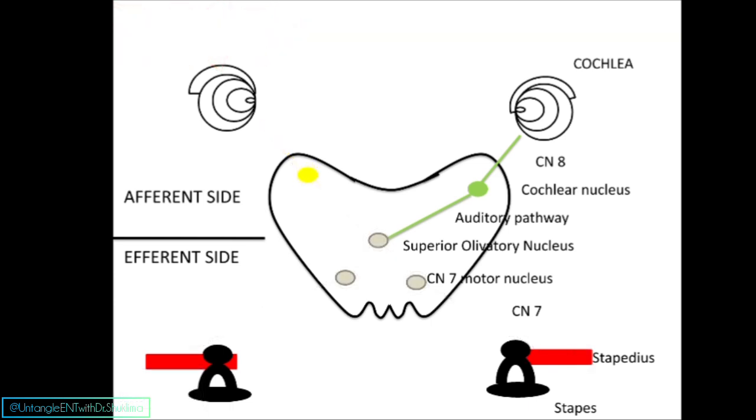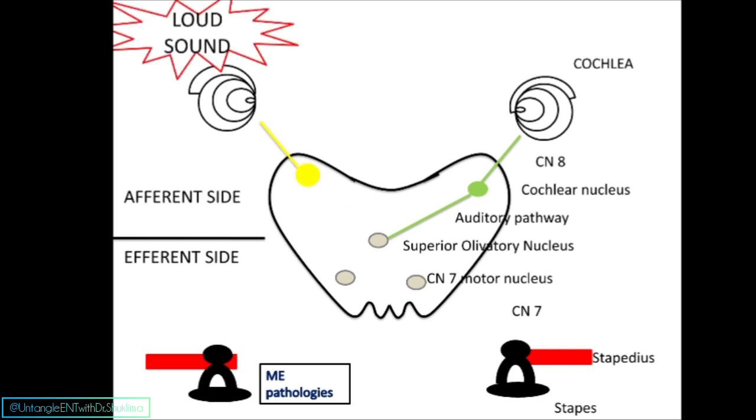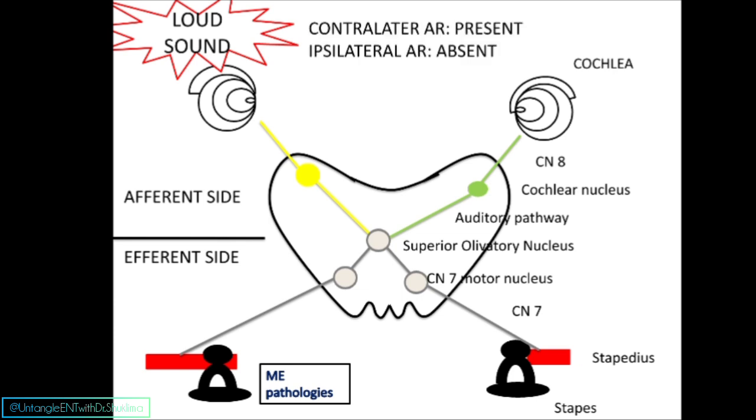Now one more thing, suppose on the right side there are some middle ear pathologies such as otosclerosis, ossicular discontinuity, or atelectasis. Again, a loud sound is given to the right side. So the afferent pathway is normal, the efferent pathway is normal, but due to middle ear pathologies on the ipsilateral side, we will get an absent AR on the ipsilateral side, but a contralateral side AR will be present. But suppose the pathology is on the right side and we are giving a loud sound on the opposite side, then what will happen? Then the AR will be present on the same side and it will be absent on the opposite side.